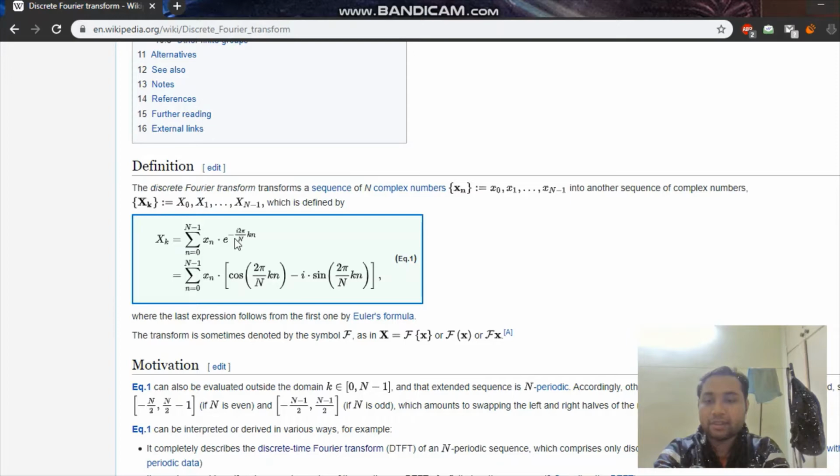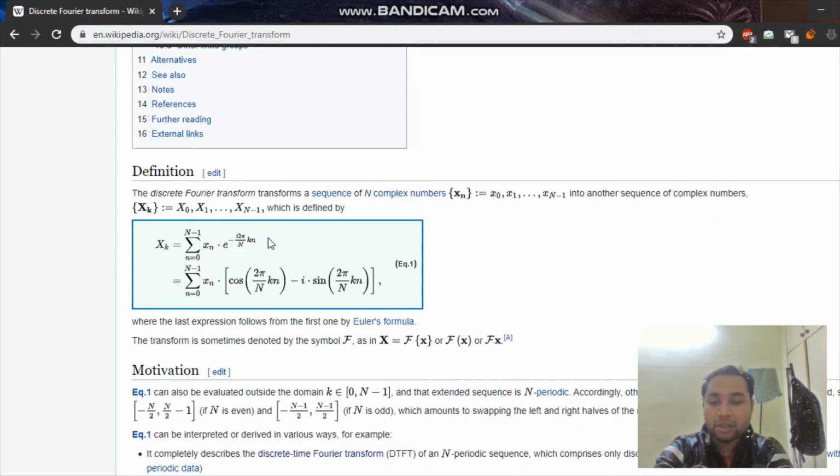In this example, we are going to take capital K, the total samples in our frequency domain, and the original signal length to be equal, that is K equals capital N. So as you can see, the formula is X[k] equals the summation of small n from 0 to capital N minus 1 of x[n] into the twiddle factor that we can denote by W_N^(kn), where W_N is the twiddle factor and small n will vary from 0 to N minus 1.